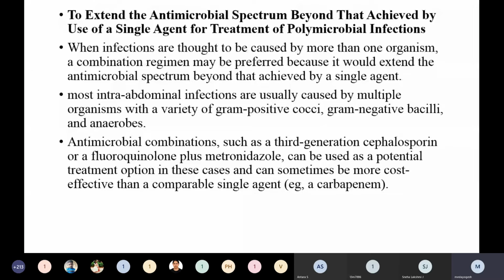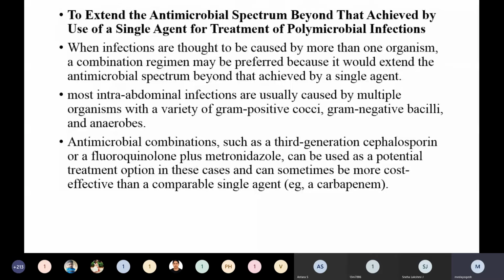Next is to extend the antimicrobial spectrum beyond that achieved by use of single agent for treatment of polymicrobial infection or mixed infection. So when infections are thought to be caused by more than one organism, we have to go for combination treatment as it extends the antimicrobial spectrum beyond that achieved by single drug.